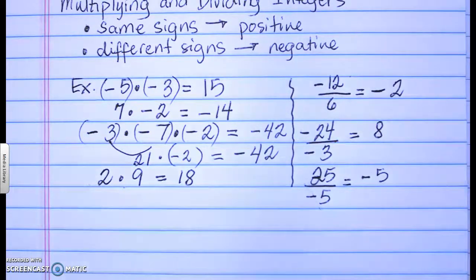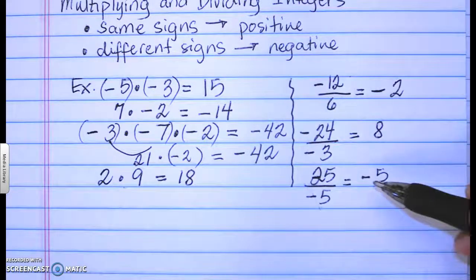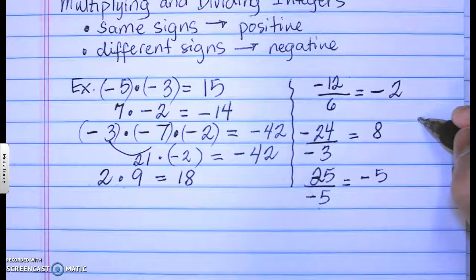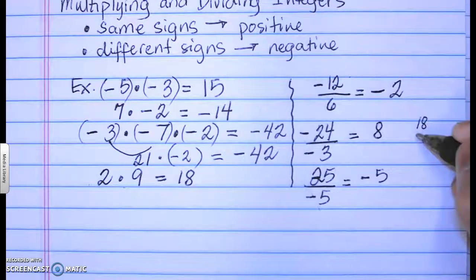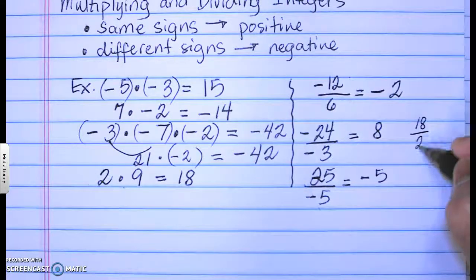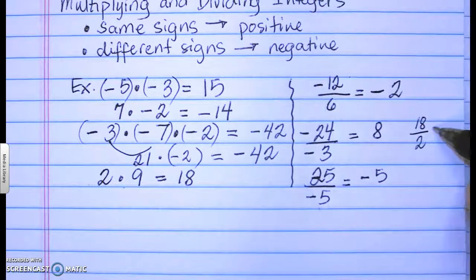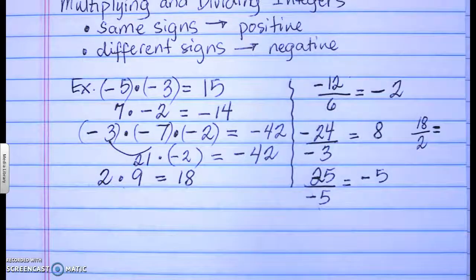Since I do not want to disregard the positive signs, I'm going to give it to you. And so what if we have a positive 18 divided by a positive 2? Again, the rule applies that if you have the same signs, your answer is going to be a positive, and that is going to be a positive 9.